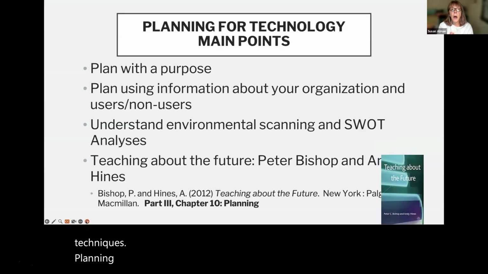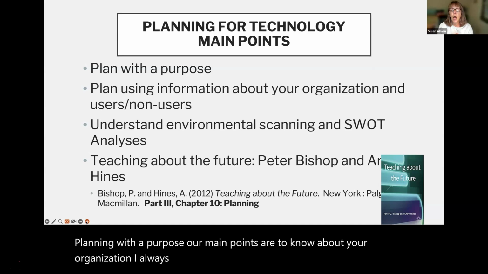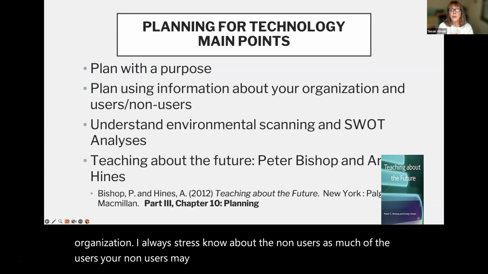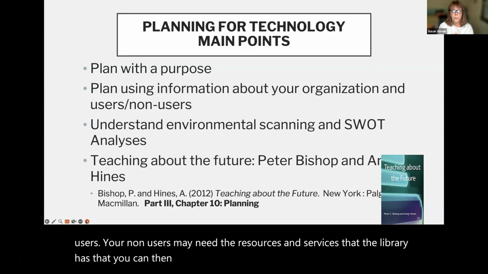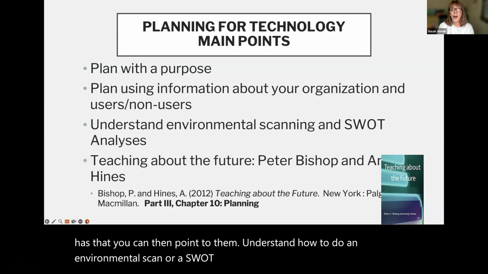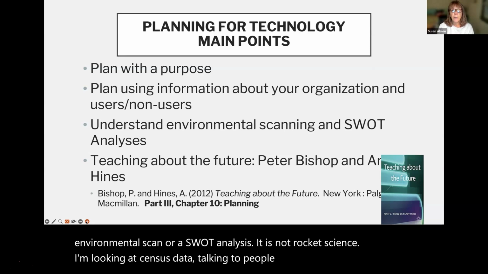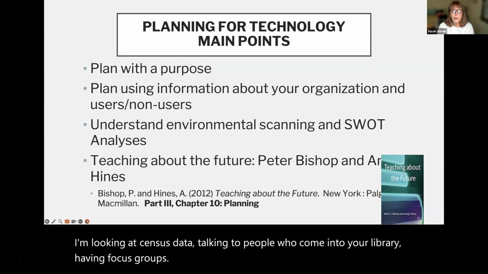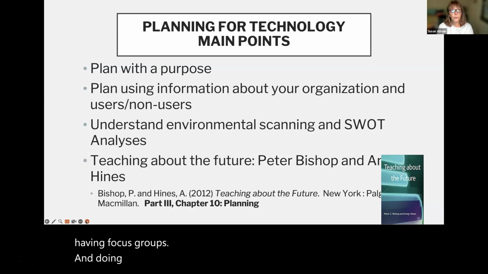Planning with a purpose. Our main points are to, again, know about your organization. I always stress know about the non-users as much as the users. Your non-users may need the resources and services that the library has, that you can then point to them. Understand how to do an environmental scan or a SWOT analysis. It is not rocket science. Looking at census data, talking to people who come into your library, having focus groups, and doing regular controlled surveys if you have the time and the money for that.